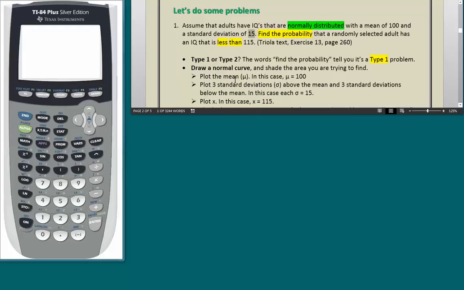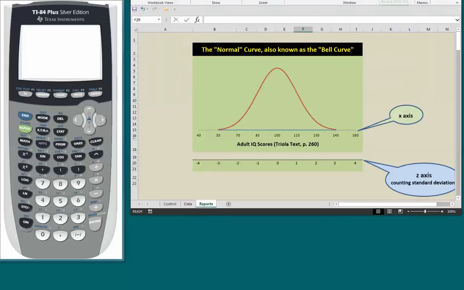So we're back to these words. We have plotted the mean. We have plotted 3 standard deviations above and below the mean. And now it says to plot x. X in this case is 115. That's this number right here. We're going to figure out the area less than 115.